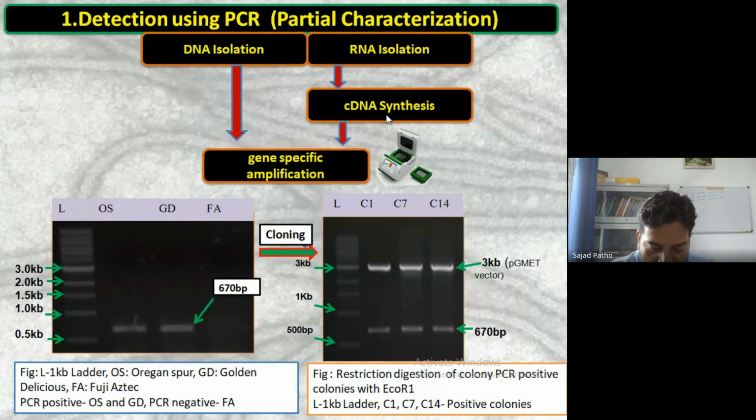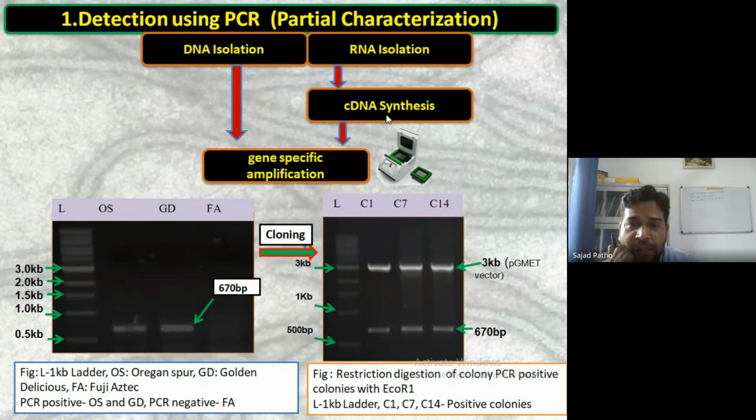So first and foremost, the important method which we are using for characterizing or detecting apple viruses is PCR, the normal polymerase chain reaction. First, we need to know whether the plants are infected with an RNA virus or a DNA virus. Accordingly, we go for the isolation of either DNA or RNA. And if we go for RNA isolation, then we go for cDNA synthesis. After cDNA synthesis, we go for gene-specific amplification using gene-specific primers.